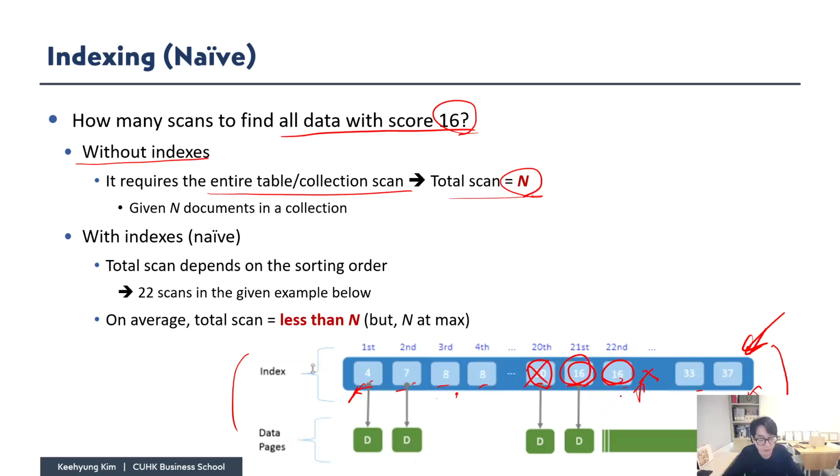So even in this case, even though the index is made in a very naive way in a linear format, we still have to do only 22 scans to find all the documents with the score 16. So 22 means that it's less than n. We don't need to scan the entire document. We scan until we find the information and we stop here. So on average, if we make an index in a very naive way like this, the total number of scans we have to perform to find the document with the number 16 is still less than n. In the worst case, it will be n like this.